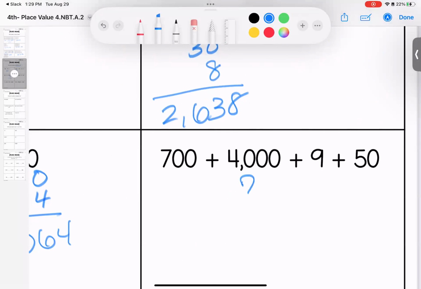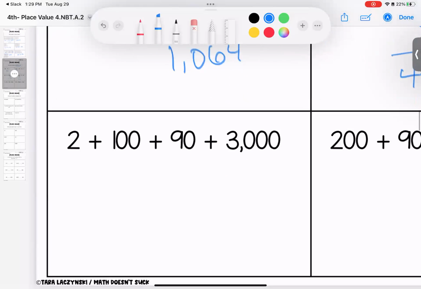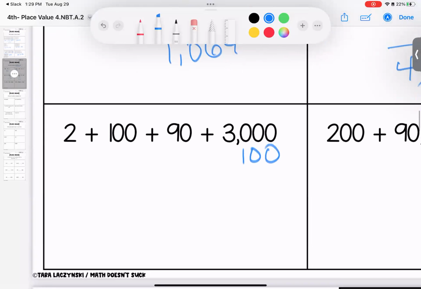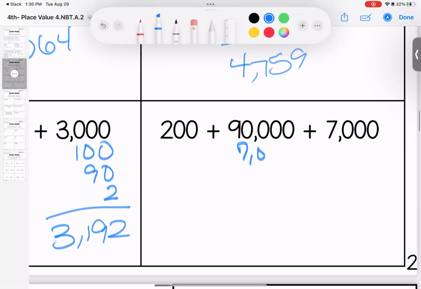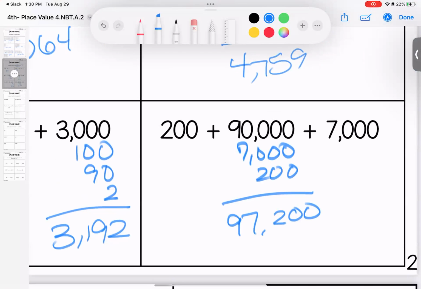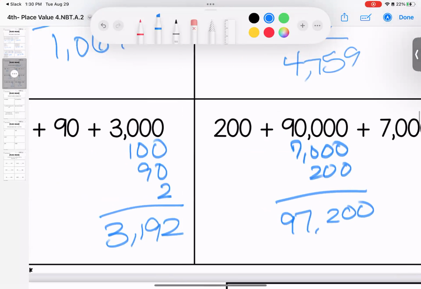Over here again, I switched up the order. I'm going to keep you on your toes. 4,759. Down here, I have 3,000, I have 100, I have 90, I have 2, 3,192. Last one, I have 90,000, I have 7,000, I have 200. That means I have 97,200. If you have questions on this page, go ahead and bring them with you to class.